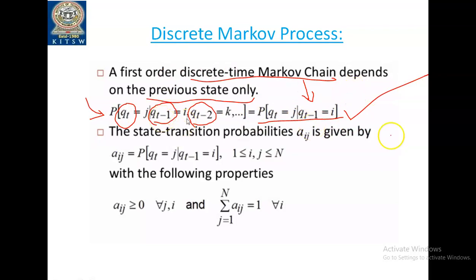Now the state transition probability aij is given by the probability of qt equal to j given qt minus 1 equal to i, where i, j range from 1 to N, and N is the number of states, with the following property. This property is also very important. aij should be greater than or equal to 0 for all i, j, and the summation of aij equals 1. So when you represent all the state transition probabilities in a matrix, if you add up each row, the row probabilities will equal 1. That is the meaning of this property.